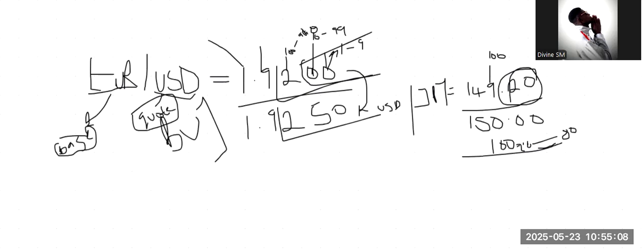All right. So how to know the value of a pip now? Before you know the value of a pip, we'll first of all talk about lot sizing. So basically, a lot size is the volume or the amount of units of a currency you are buying at a particular time. Let me write it down. Lot size.